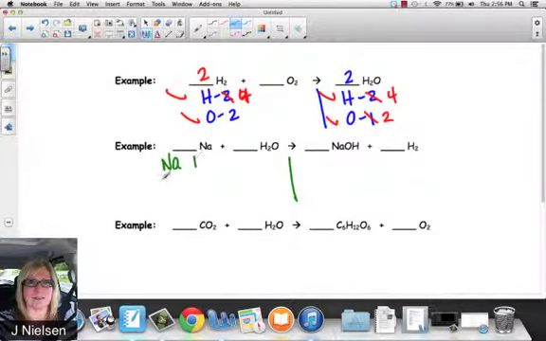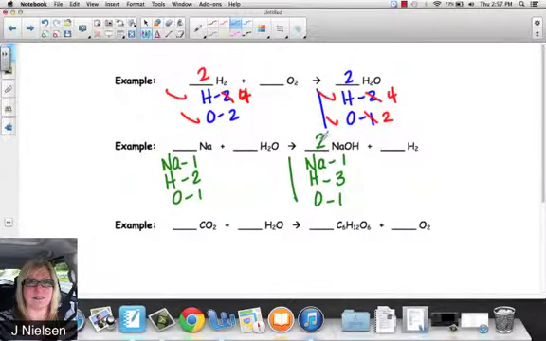Na, I have 1. H, I have 2, and O, I have 1. Na, I have 1. H, I have 2 here, and 1 here is 3. And O, I have 1. So my Na's are already balanced, my O's are already balanced, but there's a problem with my H's. And you'll find that when you have an uneven number, the first thing you want to do is kind of even it up. So if I put a 2 in front of here, I'm going to have 2 times 2 is 4, plus the 1 here is 5. That's not going to even up the playing field.